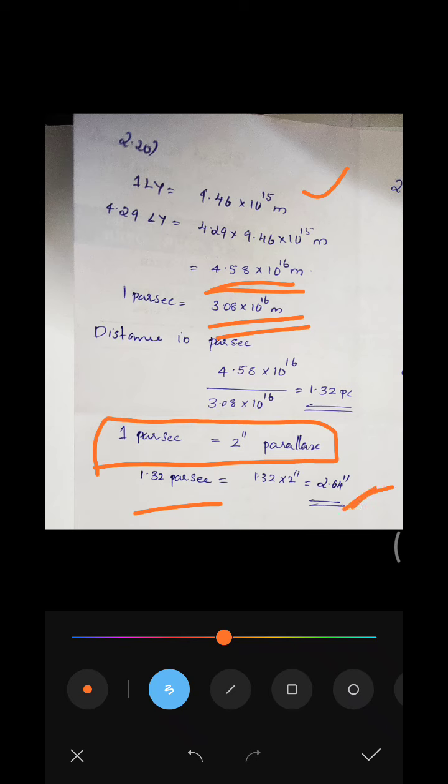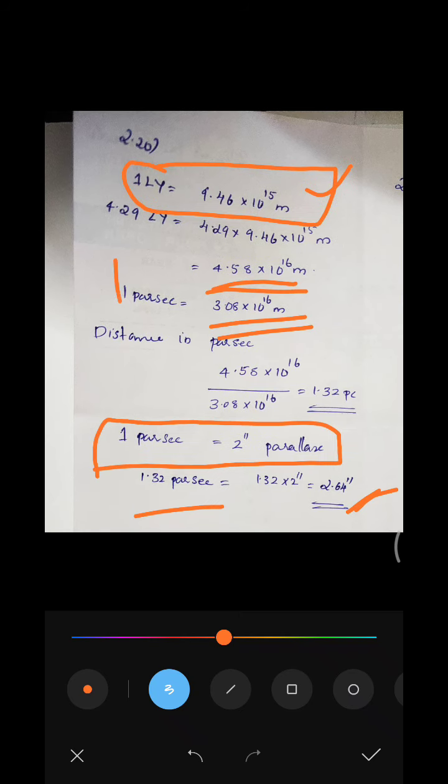So here, all three relations you should remember. One light year is equal to 9.46 into 10 to the power 15 meter. Then 1 parsec, we have derived this one in the previous question. So 1 parsec is equal to 3.08 into 10 to the power 16 meter. That one also you have to remember. One more thing, that is 1 parsec is actually 2 second parallax. Okay, these are the three major equations that you have to remember and study. In other questions also you can use these relations.